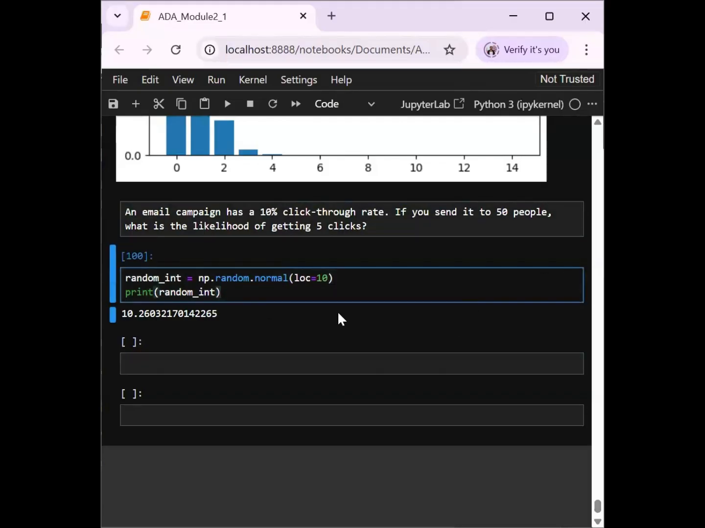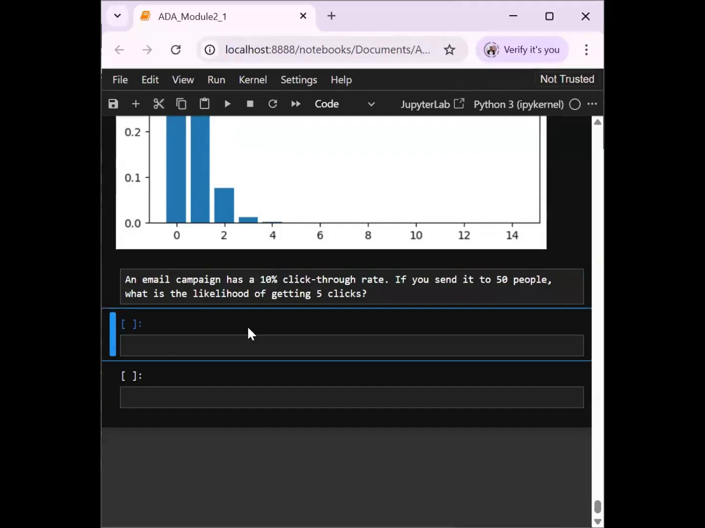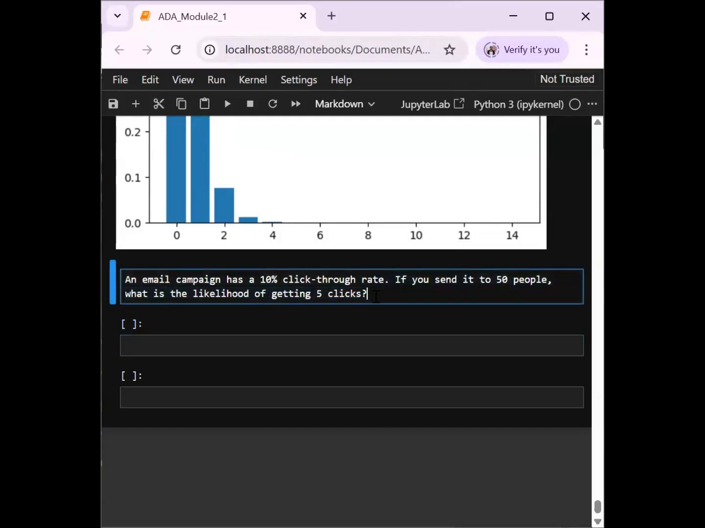What distribution is this? We have an email campaign that has a 10% click-through rate. If you send it to 50 people, what's the likelihood of getting 5 clicks? So what's the distribution here? Binomial distribution. Awesome. Why do you say binomial distribution? Because it only has two possible outcomes: either the email is clicked or not.